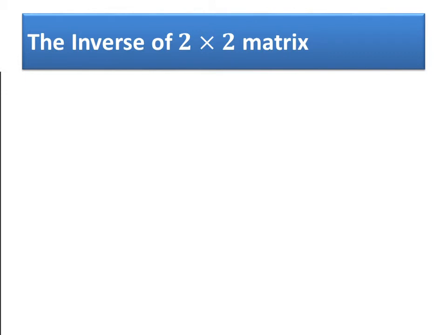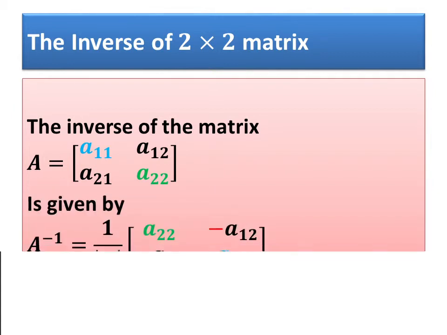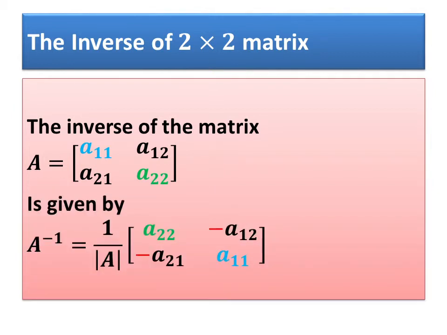Here we have the inverse of a 2 by 2 matrix. Suppose we have a matrix A, which is 2 by 2. I read it row by row: A11, A12, second row, A21, A22. The inverse of this matrix will be given by A minus 1 is equal to 1 over determinant A. So we need first to find the determinant of the matrix A. Make sure it's not 0 so that we don't divide by 0. Okay, now multiplied by the matrix.